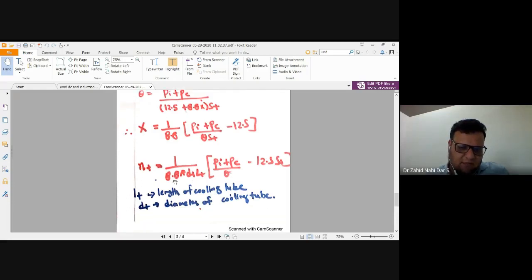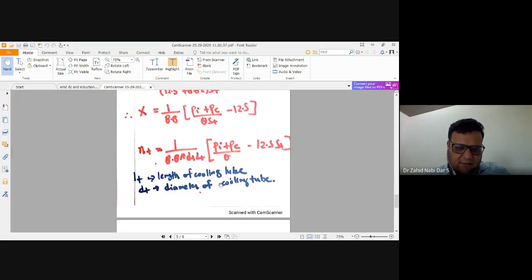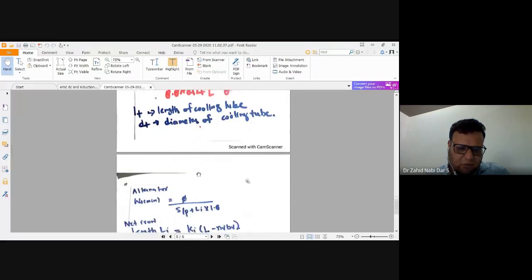And see, if they ask a numerical, if you remember this, Nt is equal to 8.8 times Dt Lt pi, times (Pi plus Pc) divided by theta, minus 12.5 St. Only this one formula, if you remember, straight away you will get 10 or 12 marks. So easy I have made. Lt is the length of the cooling tube, Dt is the diameter of the cooling tube.